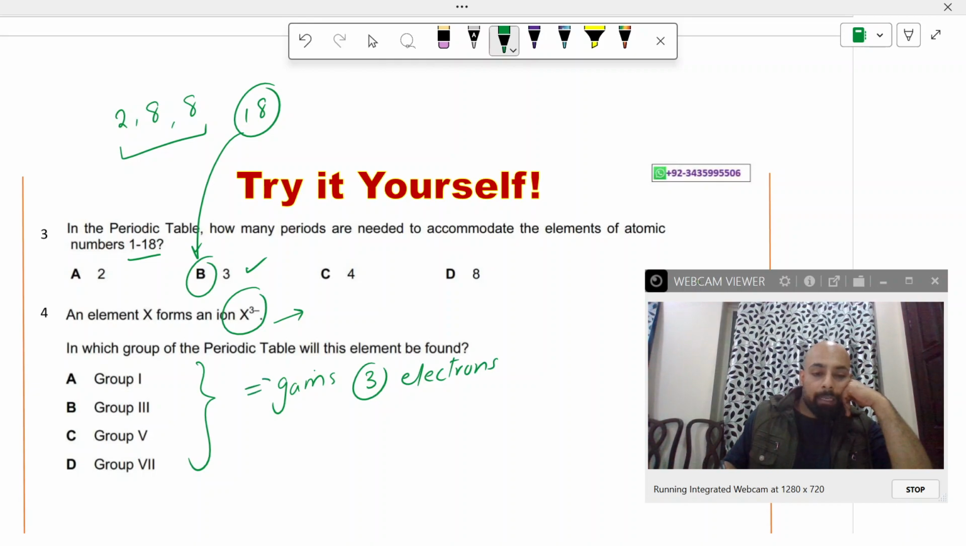ठीक है, and when will it gain 3 electrons? At least it needs to have 5 electrons in the outermost shell, ठीक है, in order to complete the noble gas configuration. ठीक है, तो 5 उसके अंदर already exist कर रहे होंगे and it is gaining these 3 electrons, so it will be belonging to group number 5. C is the correct answer. Okay, are we clear with this?